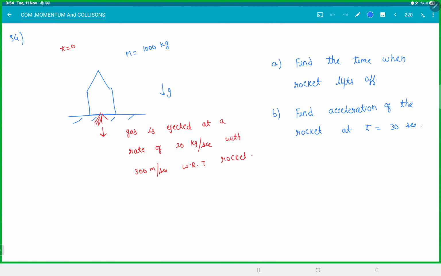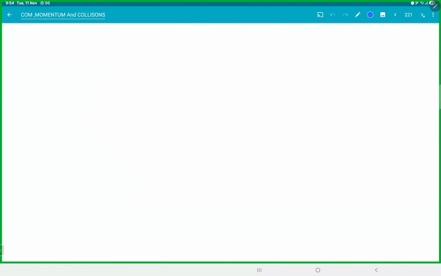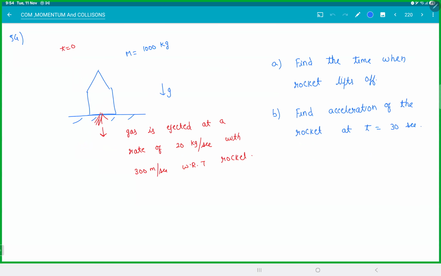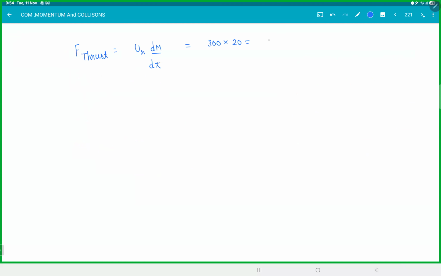Okay, let's see. First of all, understand one thing. The mass of the rocket is also changing. What is the thrust force? F thrust, again I'm taking the magnitude, is U relative dm by dt. You are ejecting with a speed of 300 meters per second, and every second you're ejecting 20 kgs. So this rocket is actually generating 6,000 newtons, or 600 kgs of force. So if you draw the FBD of the rocket, we have the thrust force pushing it upward. That is the best thing. Once you have the thrust force, you can just forget about all that. And your gravity weight is acting, mg, right?